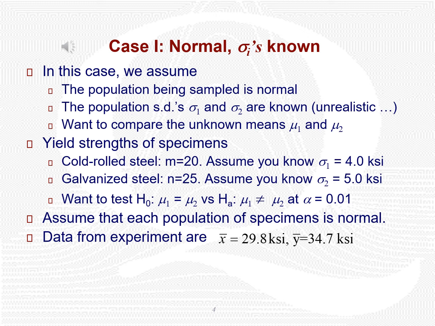The sample mean of the 20 samples of cold rolled steel is 29.8 ksi, and the sample mean of the 25 samples of galvanized steel is 34.7 ksi. We want to see if these sample means, given these standard deviations, could have occurred by chance.